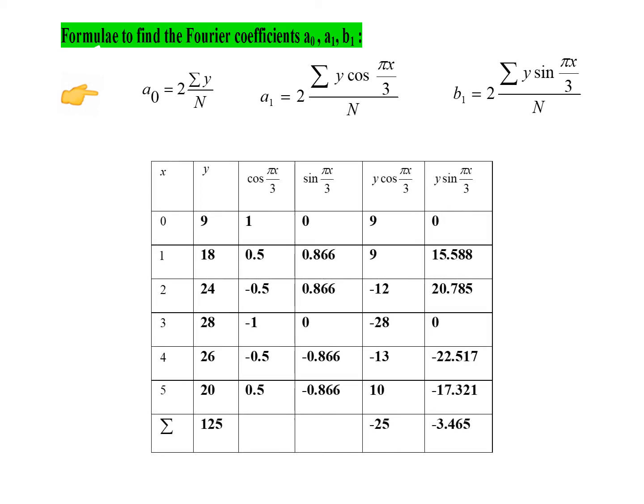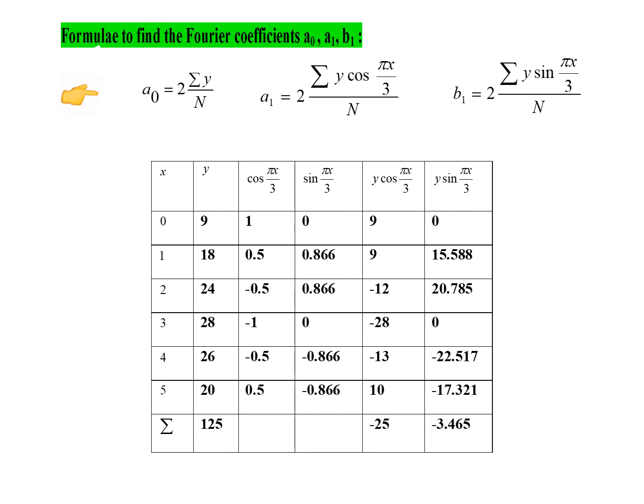Let us put the tabular column for the values which are necessary. So what do we need to put in the columns? For y cos pi x by 3 and for y sin pi x by 3. So we have put separate columns. In fact, in this problem, even the columns for cos pi x by 3 and sin pi x by 3 have been put separately, so that you can verify.